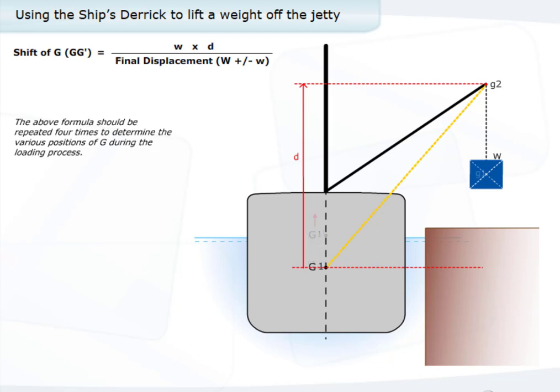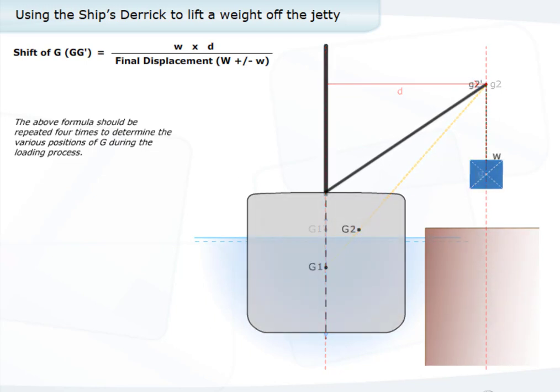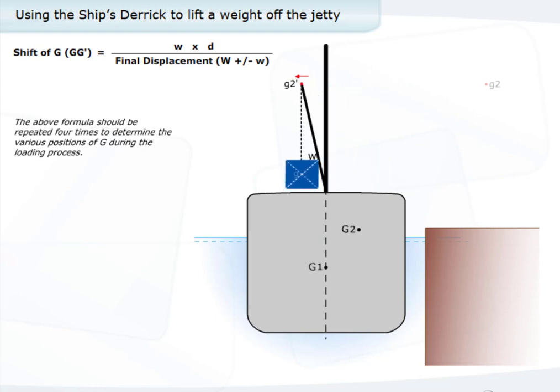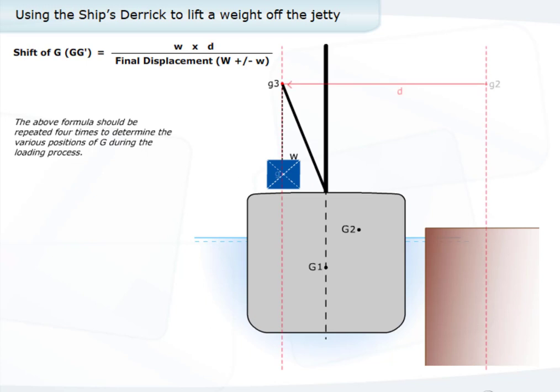Horizontal movement of G, where d is the horizontal distance from G to the derrick head over the quay. Horizontal movement of G when the derrick swings the weight from quayside over to the final position of the weight on the deck, and d is the distance moved by the derrick head. Vertical movement of G when landed on the deck, where d is the vertical distance from G to the G of the weight on the deck.